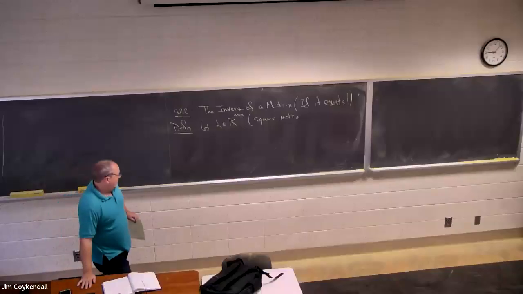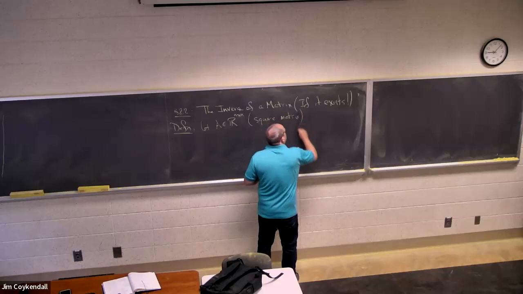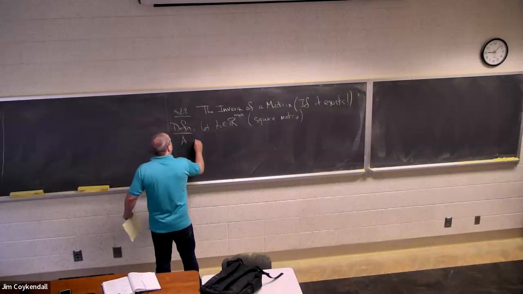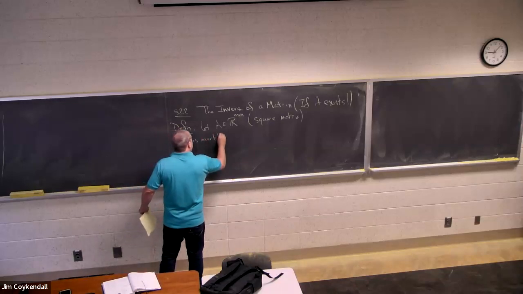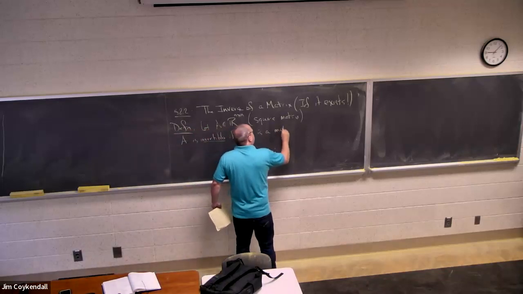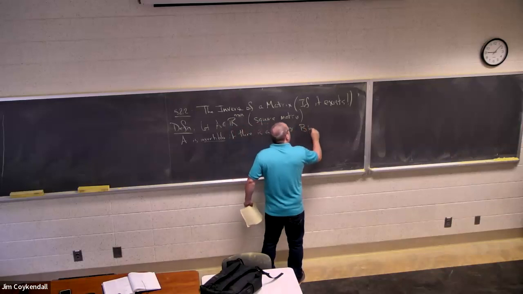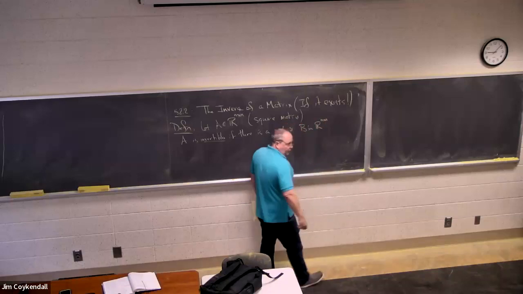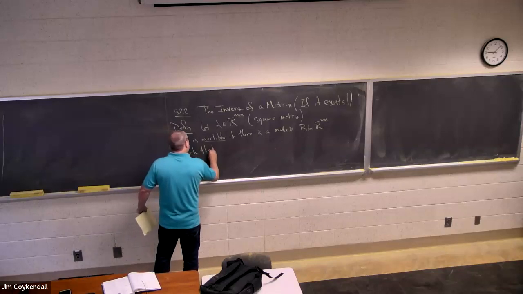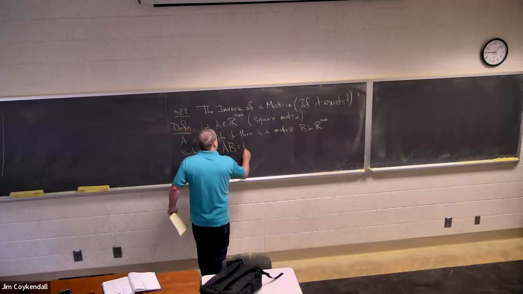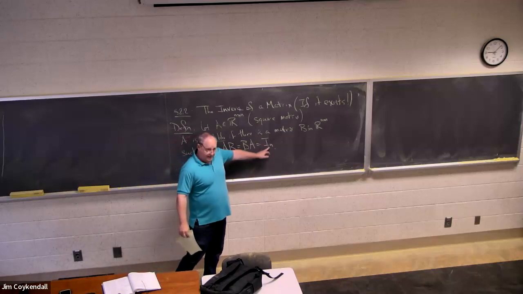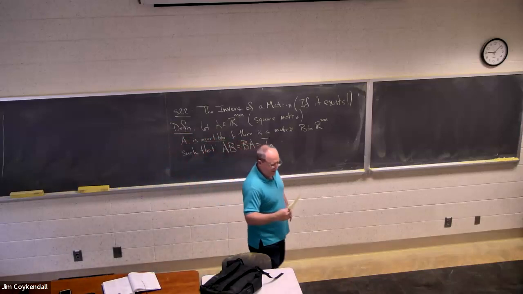So let me emphasize that today, when I'm talking about invertible matrices, I'm talking about square matrices. They have to be square to be invertible. A is invertible if there is a matrix B in R^n, also square, same size, such that AB and BA are both equal to the identity. Remember, this is the n by n identity matrix that has all zeros except for ones on the diagonal.